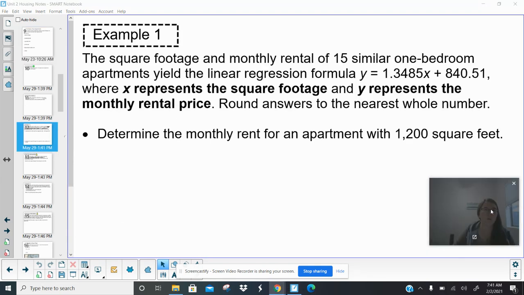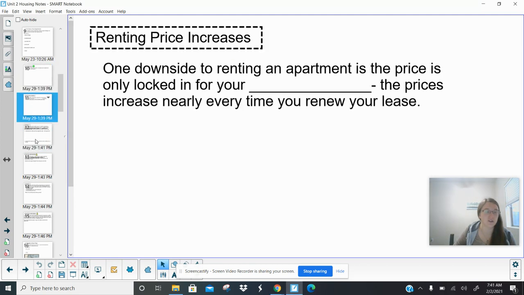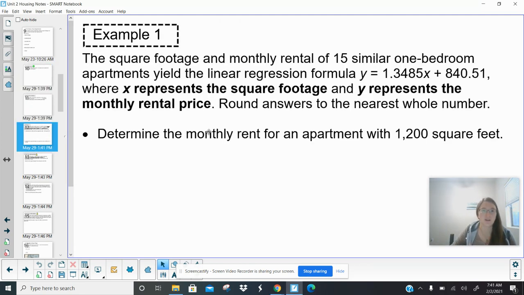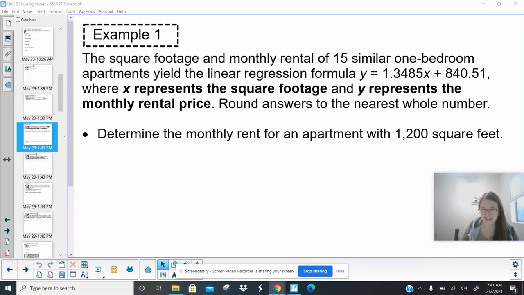So looking at example 1 here, because again, we already did the journal stuff together. Now we're here. So the square footage and monthly rental of 15 similar one-bedroom apartments yield the linear regression formula, blah, blah, blah. I know this sounds confusing. I'll go back and describe what's going on here. This is basically just talking about the relationship between the size of an apartment and the cost. That's literally what this means.